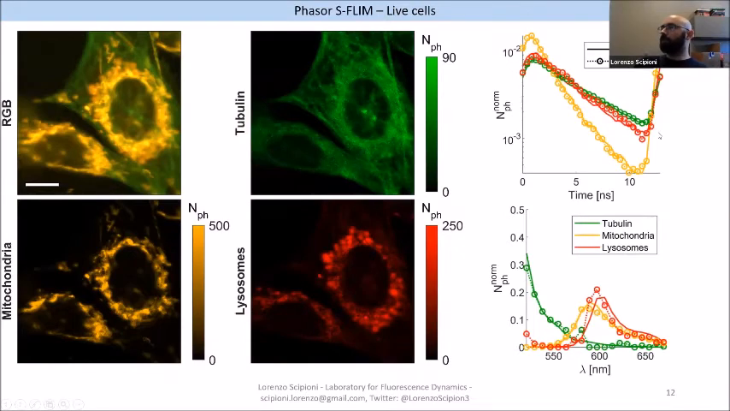This is just to show that the single fluorophores and the lifetime from the unmixed fluorophore is exactly the same, as well as the spectral emission. And this sample is actually quite challenging, because the difference in emission spectrum between the mitochondrial marker and the lysosomal marker is just 14 nanometers.